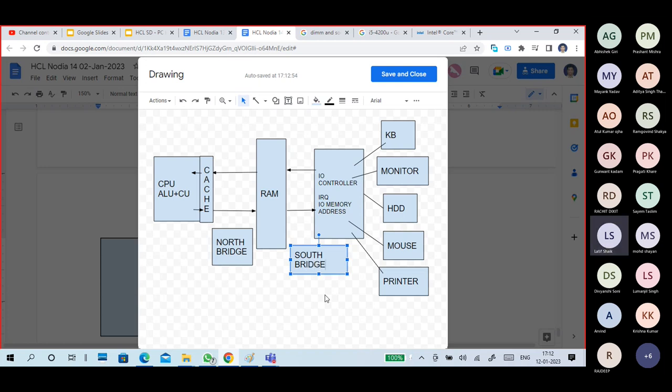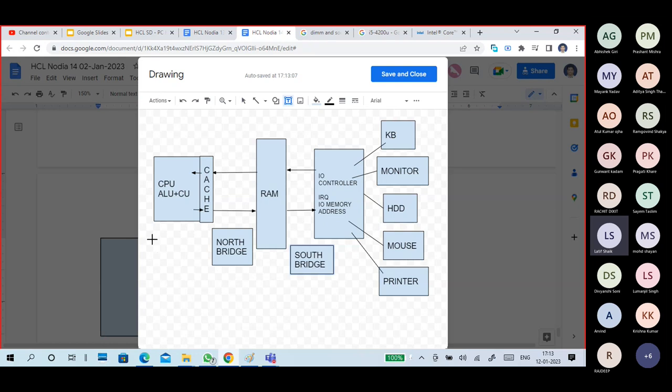The south bridge will control the communication between RAM and other peripherals. This side communication will be taken care of by the south bridge, and this side communication will be taken care of by the north bridge.